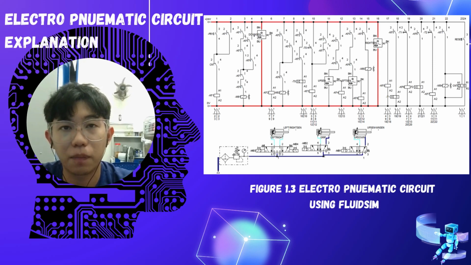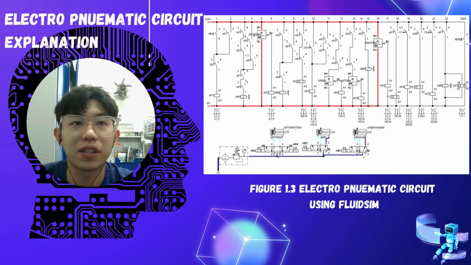So for the electro-pneumatic circuit explanation, we design the circuit by using the FluidSIM application. In the electrical circuit, we use push button, relay, valve solenoid, proximity sensor, switch-on delay timer, and counter. And in the pneumatic circuit, we use double acting cylinder, 5/3-way solenoid valve, 5/2-way solenoid valve, air service unit, and compressor air supply.